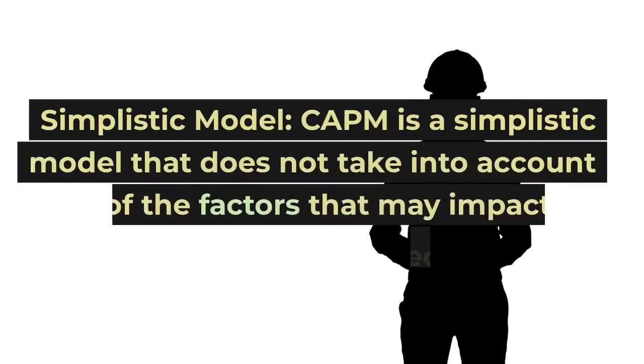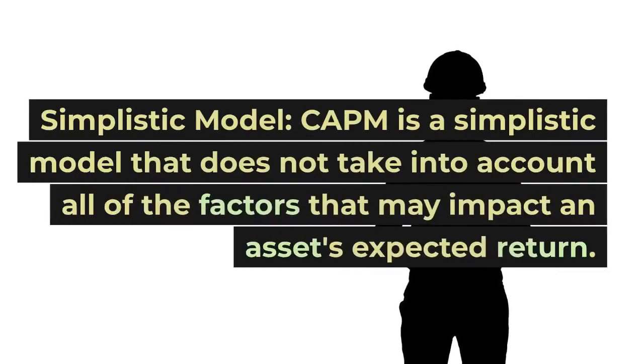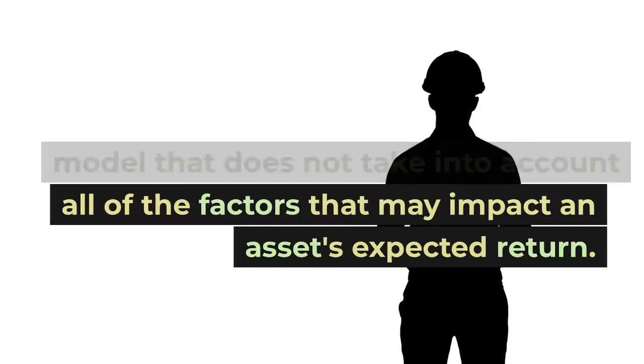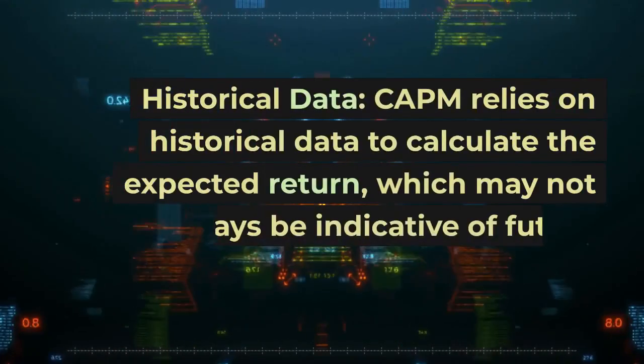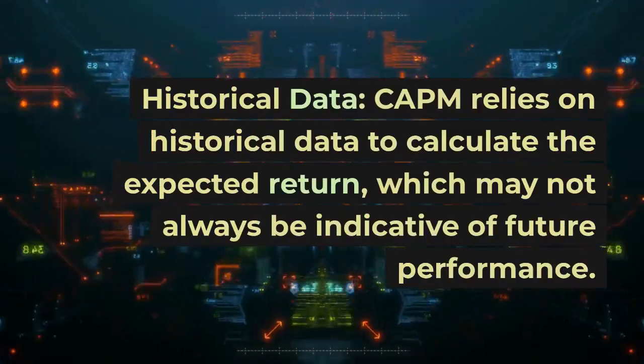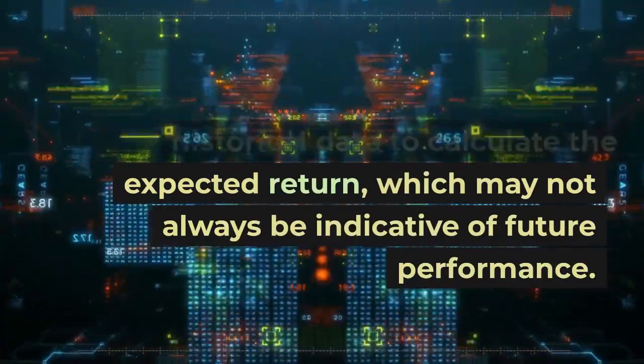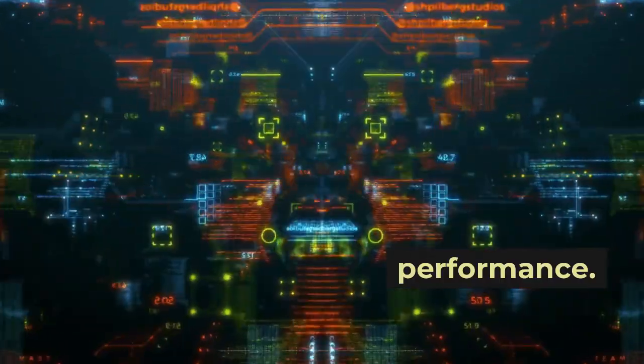Simplistic model. CAPM is a simplistic model that does not take into account all of the factors that may impact an asset's expected return. Historical data. CAPM relies on historical data to calculate the expected return, which may not always be indicative of future performance.